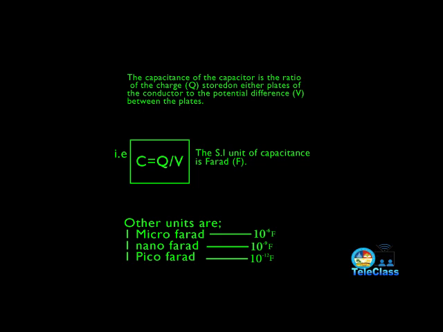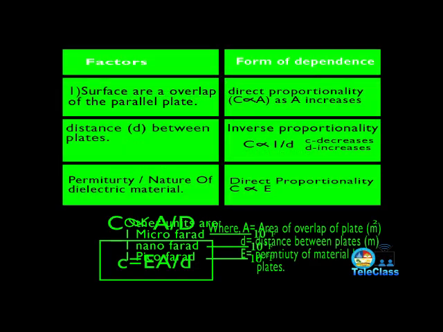Right. Now, there are some factors that affect the capacitance of a capacitor. We have 3 factors. One, the surface area of overlap of the parallel plates. The 2nd one, the distance D between the plates. And the 3rd one, the permittivity or nature of the dielectric material.